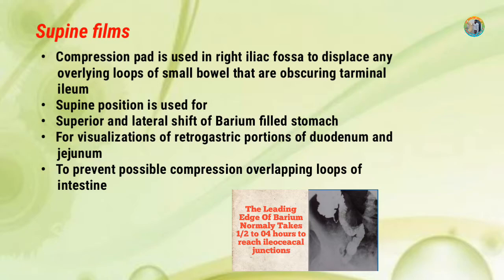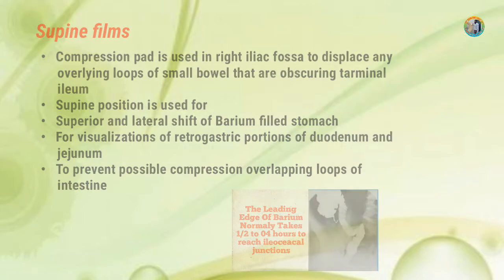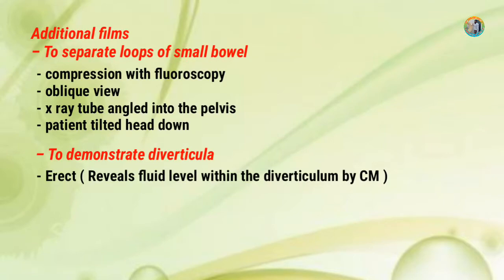To prevent possible compression of overlapping loops of intestine, additional films to separate loops of small bowel are taken: compression with fluoroscopy, oblique view, X-ray tube angled into the pelvis, patient tilted head down, and to demonstrate diverticula. Erect film can be used to reveal fluid level within the diverticulum.